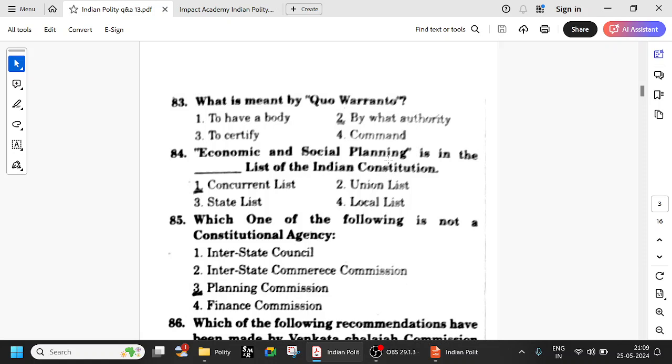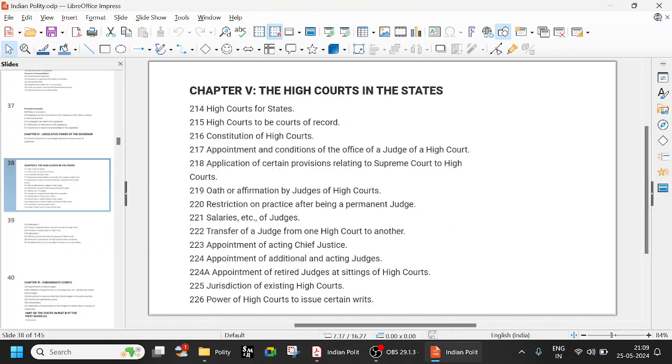Next, economic and social planning is in the dash list of the Indian Constitution. Okay, economic and social planning is in the concurrent list. So this is also very important. What is in the state list, what is in the concurrent list, and what is in the union list? There is no such thing as a local list. Okay, so the union list has 100, the state list has I think 51, right? Union list, state list.